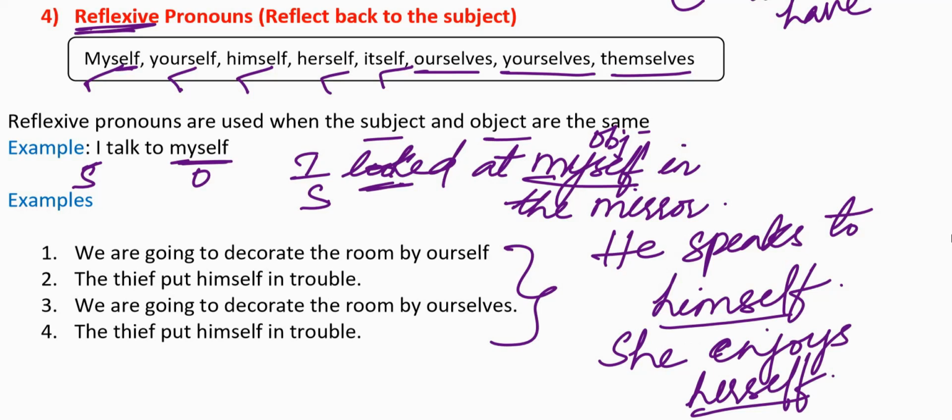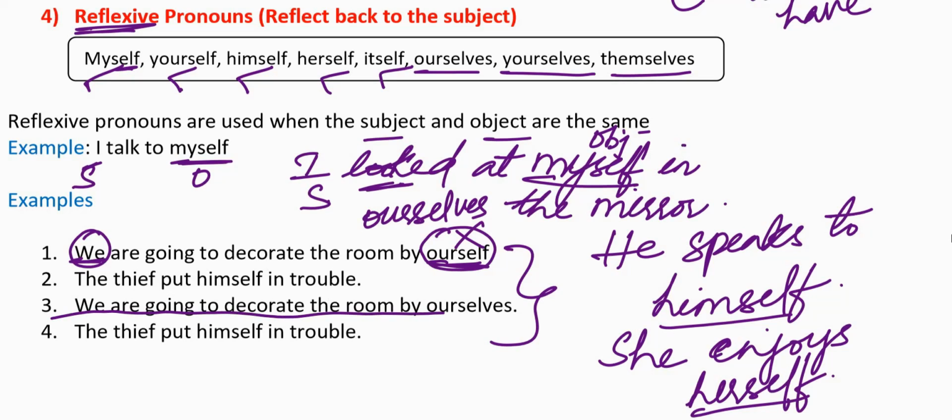If we look at the examples here, I have given 4 sentences, out of which 2 of them are correct and the other 2 are incorrect. Look at the first sentence. We are going to decorate the room by ourselves. Which one of the 2 is correct? We is the subject and the object is ourselves. Since we is plural, we are supposed to use the reflexive pronoun in plural. There is no such word as ourself. This is wrong. I've given it to confuse you. So ourselves. This is the correct answer. We are going to decorate the room by ourselves. We is the subject and ourselves is the object.